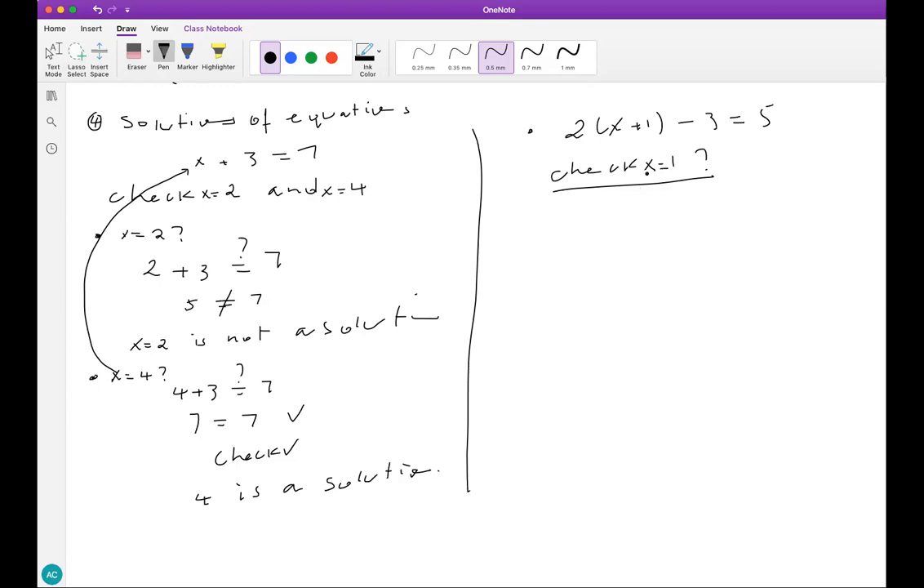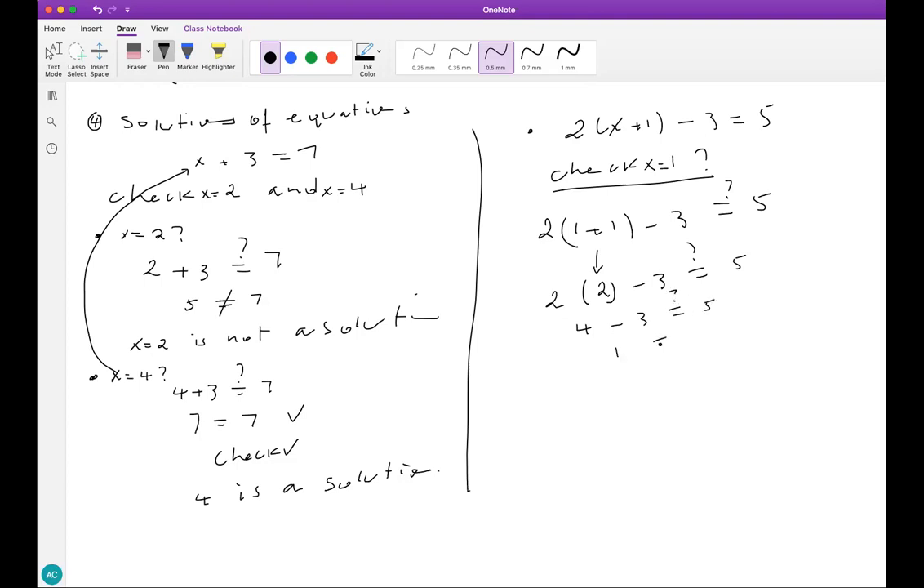So we're going to plug 1 into this and see if it checks. So 2 times x, x being 1, plus 1 minus 3. And again, we say, is it equal to 5? Use the order of operations. What do you do first here? Of course, you do within the parentheses. Minus 3. And we still need the question mark, we're not sure yet. This is 4 minus 3. Is it equal to 5?